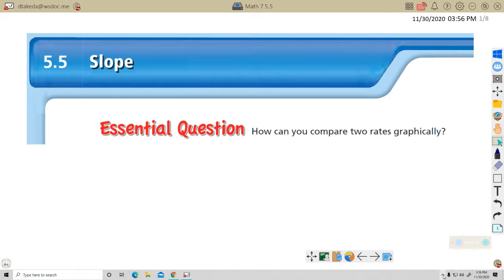Mr. Takeda is teaching Math 7, and this is lesson 5.5 on what we call slope. The essential question here is how can you compare two rates graphically on a graph? Are we going to graph today? Not in class. I mean, maybe in class, but not on these notes. You might have to put some graphs into your notes, though. Let's find out.